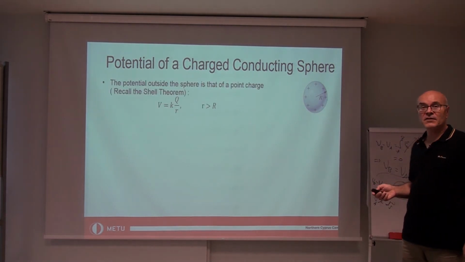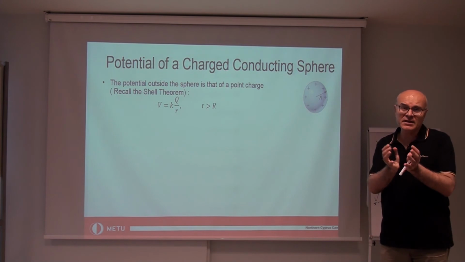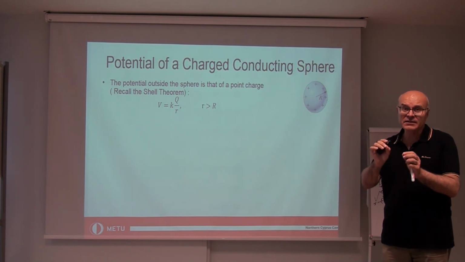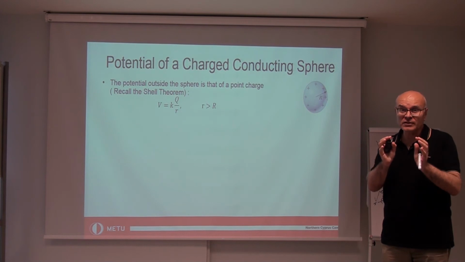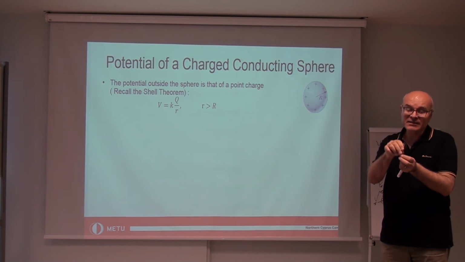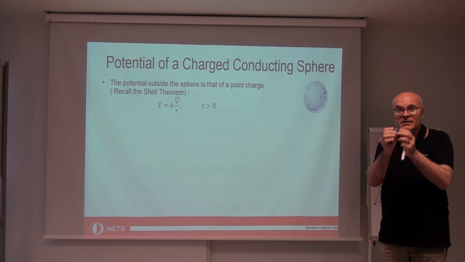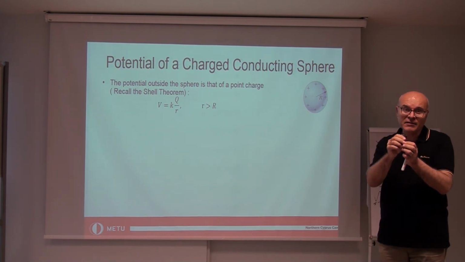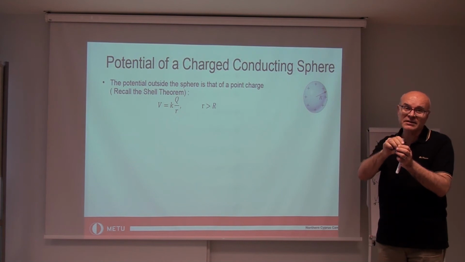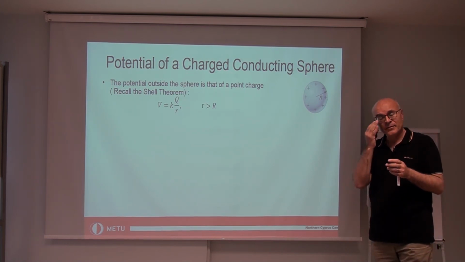So what is this potential? Let me start with the following observation. Let me recall the shell theorem. What was the shell theorem? The shell theorem says that for any spherically symmetrical charge distribution, the electric field outside that charge distribution is the same as that of a point charge with the whole charge of the spherical charge distribution centered at the origin. So if you replace this charge distribution with a point charge with the same magnitude and centered at the origin, then the electric field outside that spherical charge distribution will be the same as the electric field generated by this point charge. And we have seen manifestations of this result in many situations.